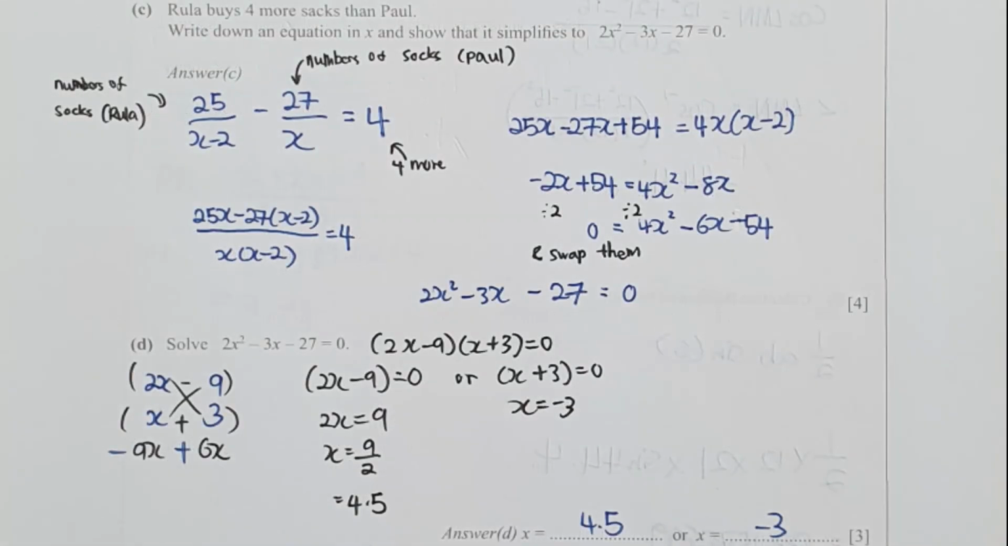The difference between the large sack and the small sack is 4 packets. So with the small one you can actually buy more. So I put it at the front, minus the bigger one, equals 4. After the calculation, you should be able to prove the result as 2x squared minus 3x minus 27.